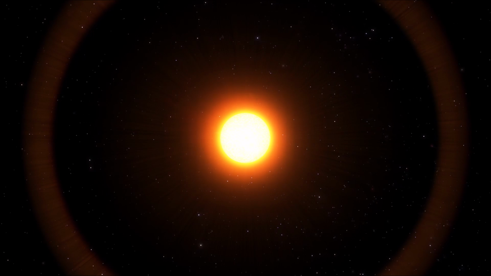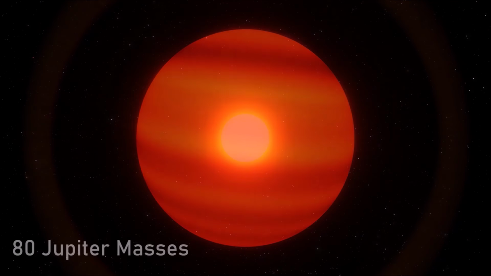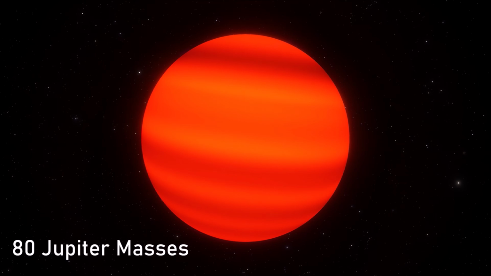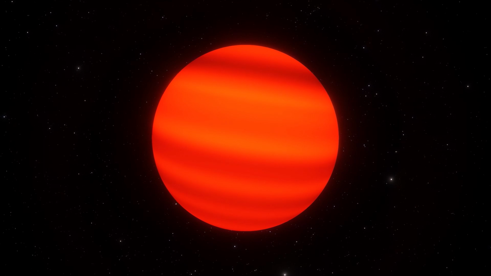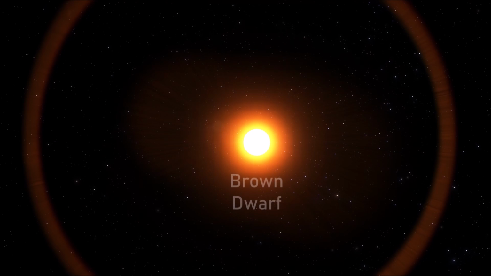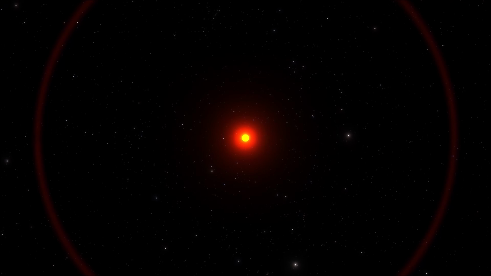If the mass accumulated by the protostar during incubation does not exceed around 80 times the mass of Jupiter, then the star will not evolve beyond this deuterium burning stage, and will remain floating through space as a small dim brown dwarf star, a failed star whose light fades away over billions of years.